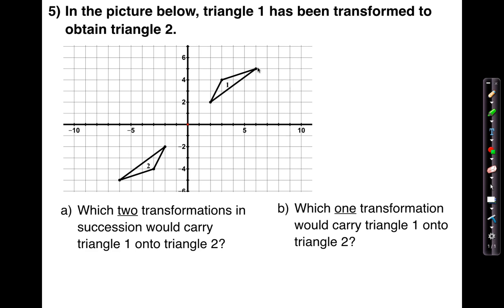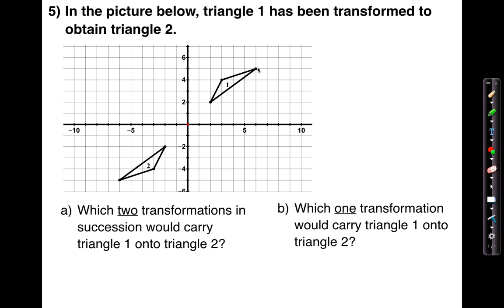Okay, so number 5. In the picture below, triangle 1 has been transformed to obtain triangle 2. Which two transformations in succession can carry triangle 1 onto triangle 2? And then B says, which one transformation would carry triangle 1 onto triangle 2? At this point, I'd like you to go ahead and pause the video and try this one by yourself.